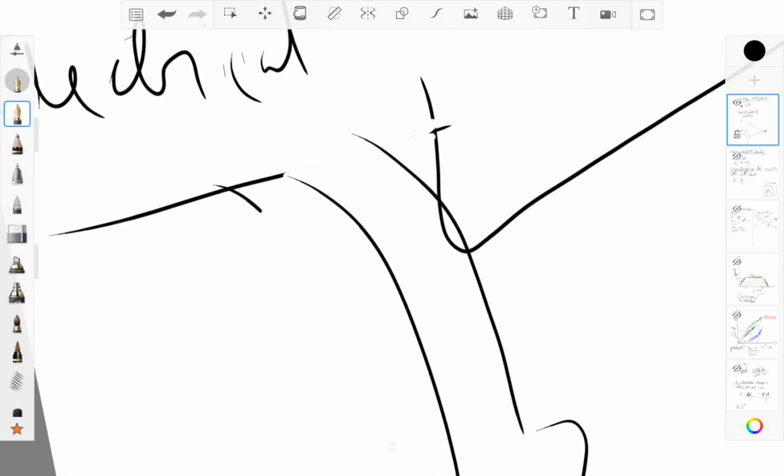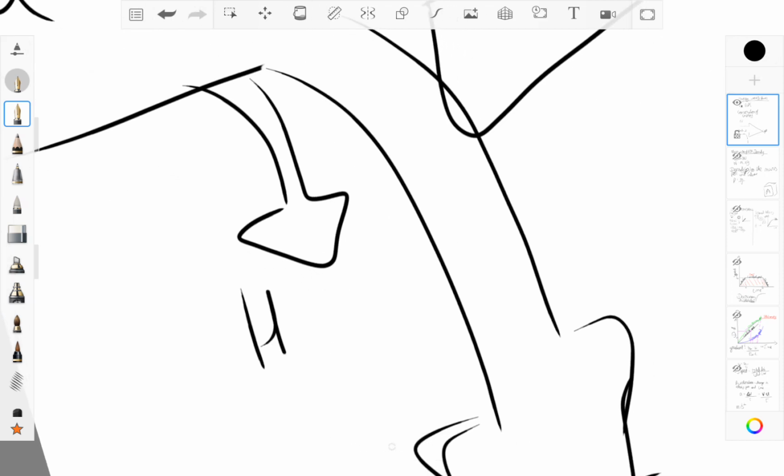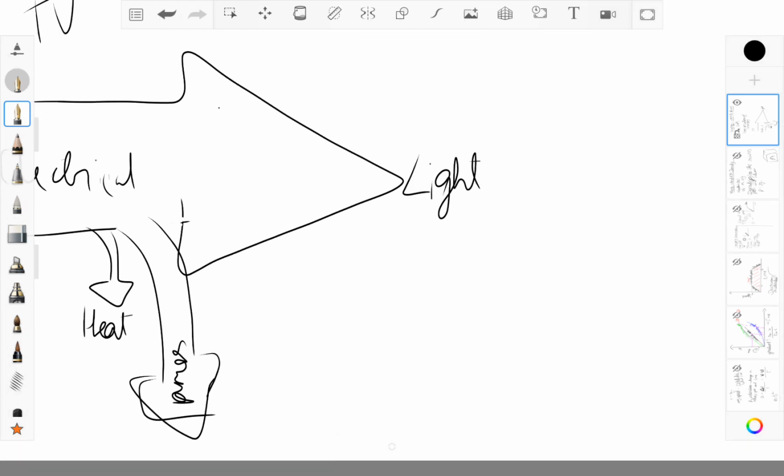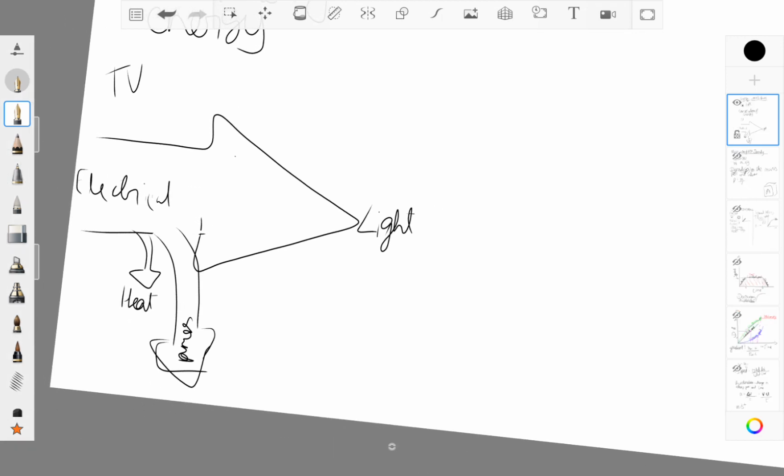And there'll be very little heat, assuming that the television is efficient. So that's just a basic Sankey diagram. You'll notice that the larger the arrow, the more energy is converted into that particular form. So you should just know how to interpret them.